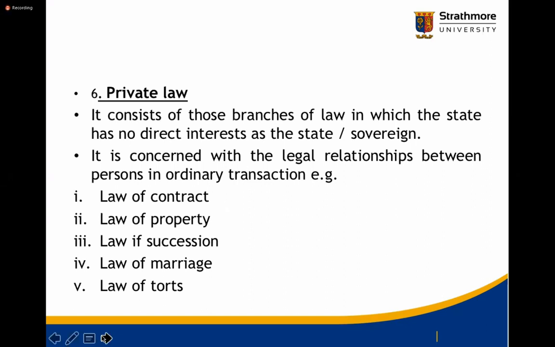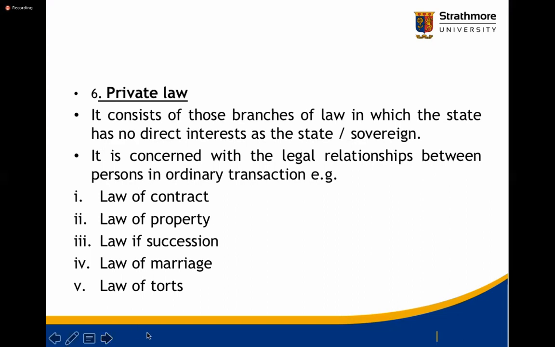So private law. It consists of those branches of law in which the state has no direct interest. So private law is the law that governs the relationship between the private citizen and the private citizen. So that is why we call it private. It consists of those branches of law in which the state has no direct interest as a sovereign. It is basically the relationship between a private citizen and a private citizen, not a private citizen and the state.